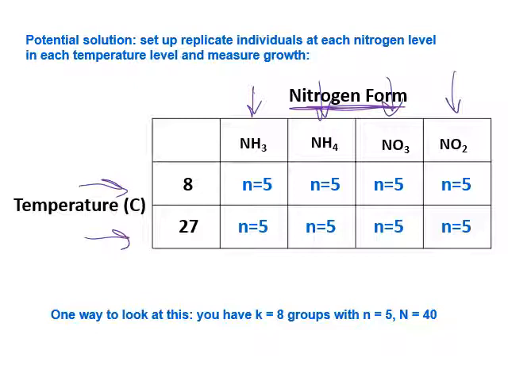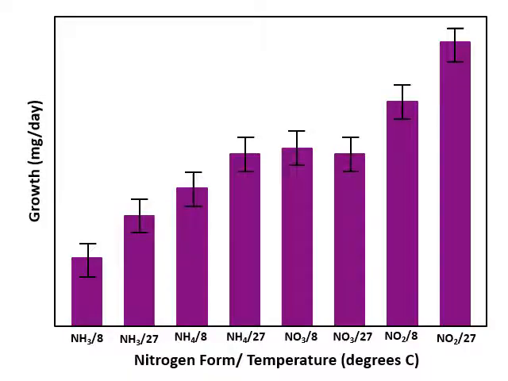So one way to think about this, right, is you have 8 groups. There's 8 groups that are reflected here. And let's say you have an N of 5 for each one of those groups. That means the big N would be 40. And let's say you proceed through with this experiment and you measure growth in all of these different individuals. So you could get a graph that looks like this, for example.